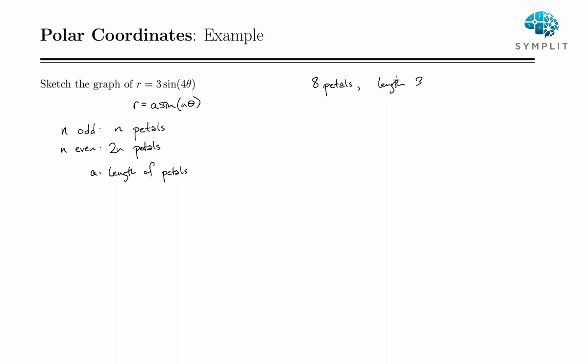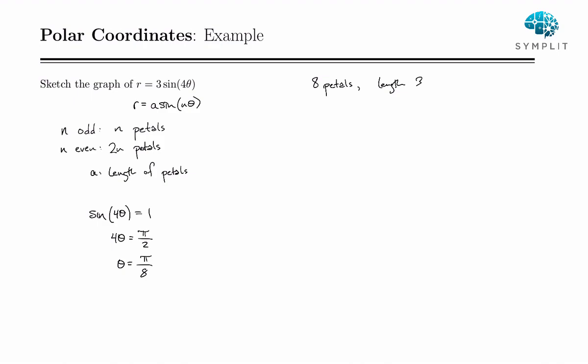All right, now we need to find out the positioning of our petals. We do that by setting sine of 4 theta equal to 1, because that's when it's the biggest, so that's going to be the location of a petal. The first time that happens is when we're taking the sine of pi over 2. So we need 4 theta to be pi over 2. That means theta is going to be pi over 8.